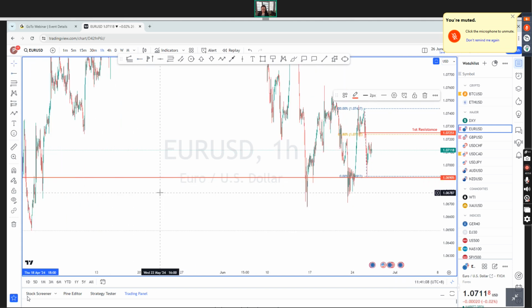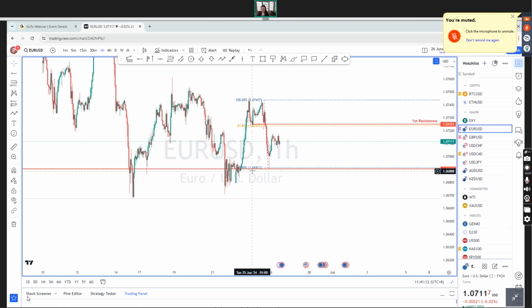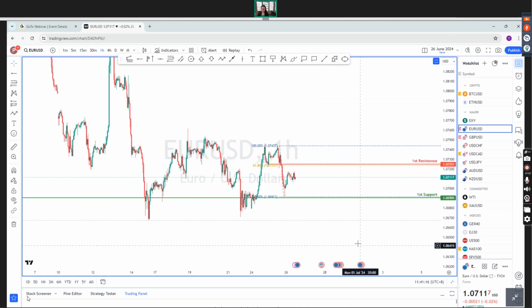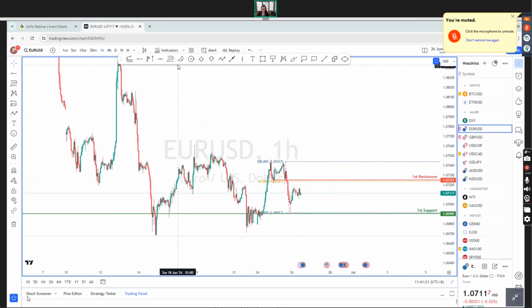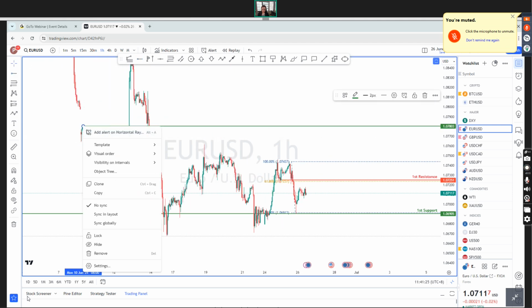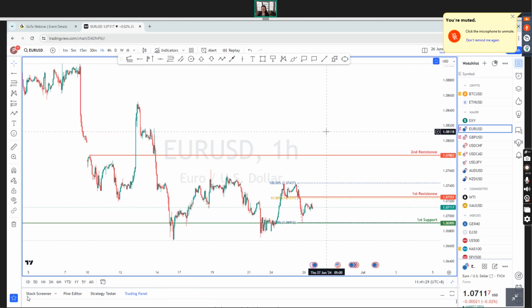You could go all the way and then draw from that. You will get the level. This identifies my first support based on the H1 time frame. What about my resistance? My resistance I base on this one. Second resistance.